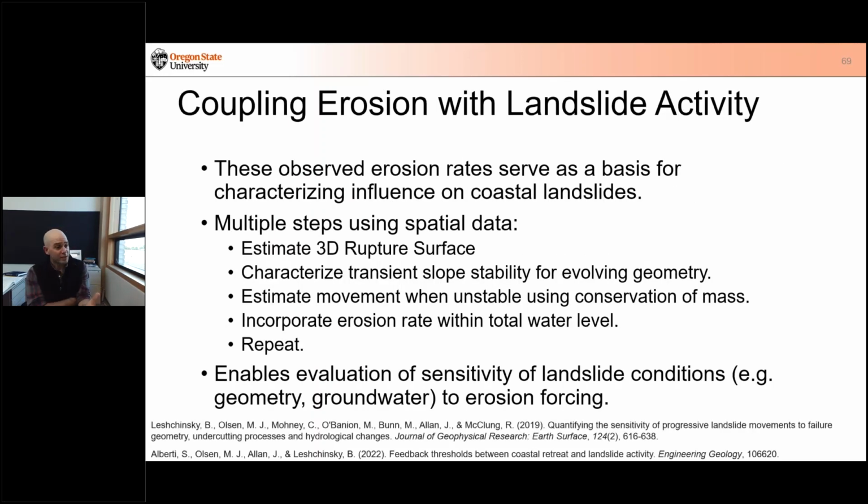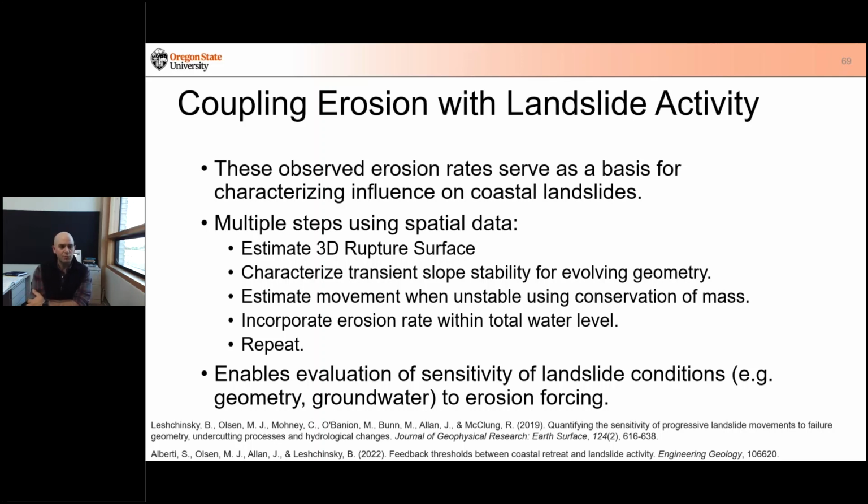So those rates we got from LiDAR, from modeling, from all of this, serve as an input if we'd like to look at the upslope influence of coastal erosion, the indirect influence of coastal erosion. Many of our landslides here in Oregon are driven by coastal erosion. The highway might be 100 meters away from the sea cliff, but erosion of that sea cliff causes the landslide to advance and the highway with it.